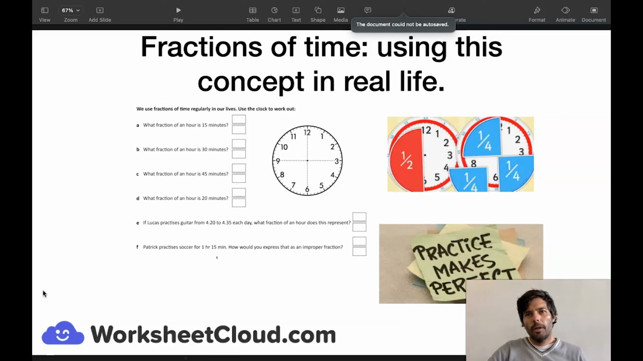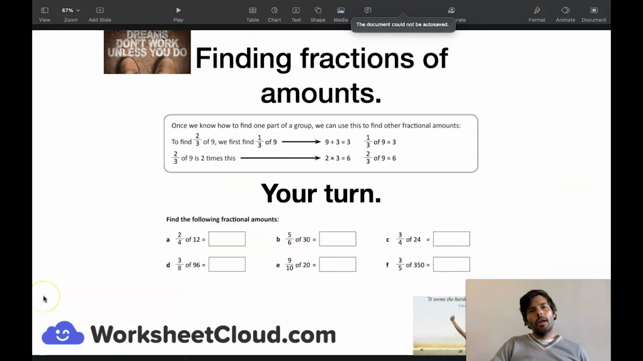Okay guys, welcome back. Let's continue with our lesson. Now it's your turn. As you can see on this page, I've given you fractions where the numerator is greater than 1. If we have a look at the top box with the theory in it, once we know how to find one part of a group, so remember, to find one part of a group you divide by the denominator, we can use that answer to find the other fractional amounts.